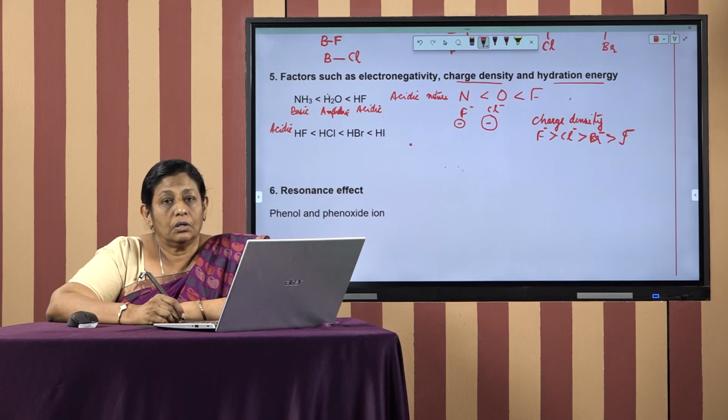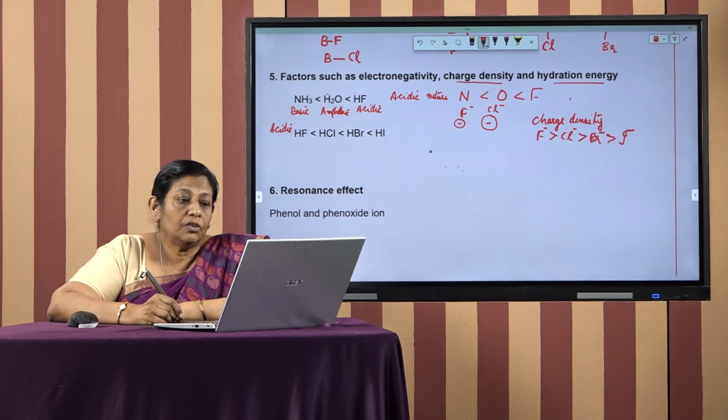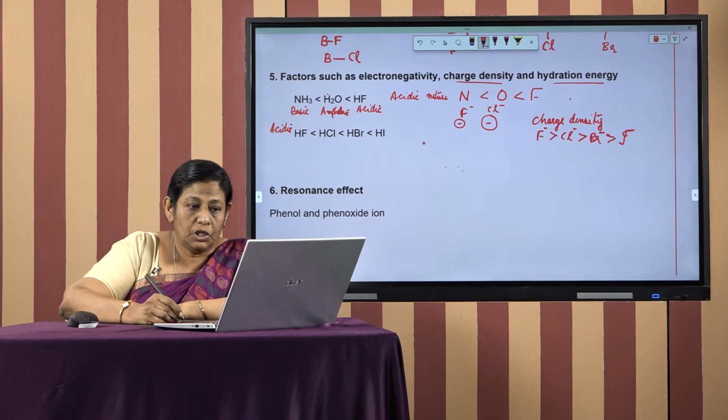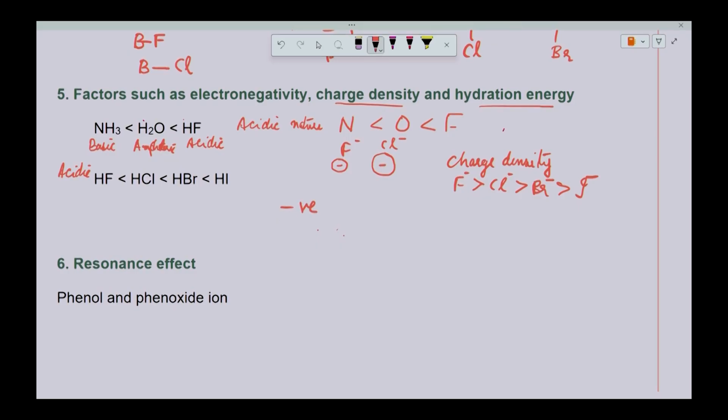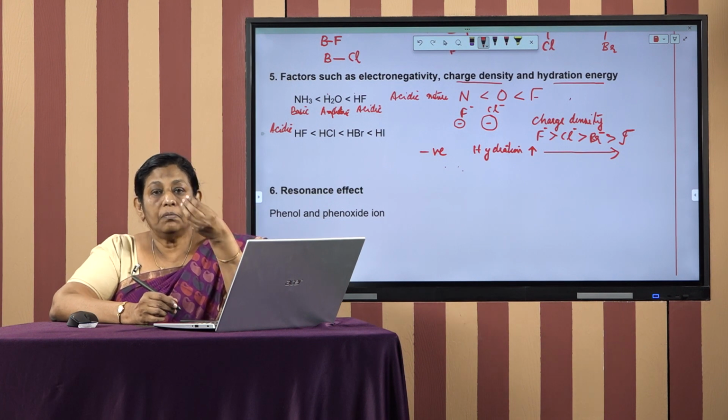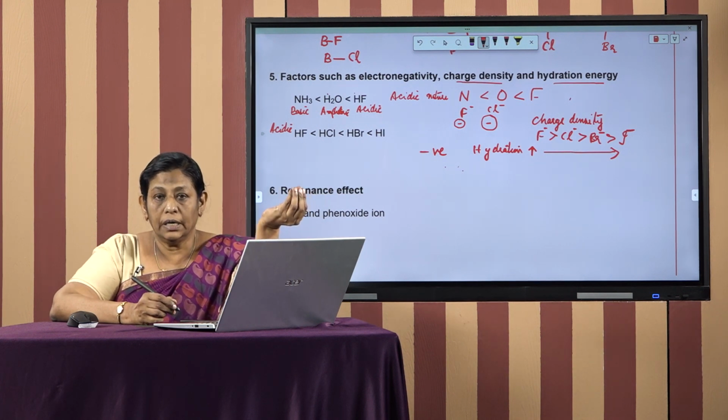Then the second factor is their hydration energy. The hydration energy is the energy released during hydration, and that will be a negative value, and the hydration energy for these ions increases as we go from fluoride to iodine. Hydration energy is also favoring that, and with those two conditions, the acidic nature of hydrogen iodide is greater, because from hydrogen iodide H plus ions are easily departed or donated.